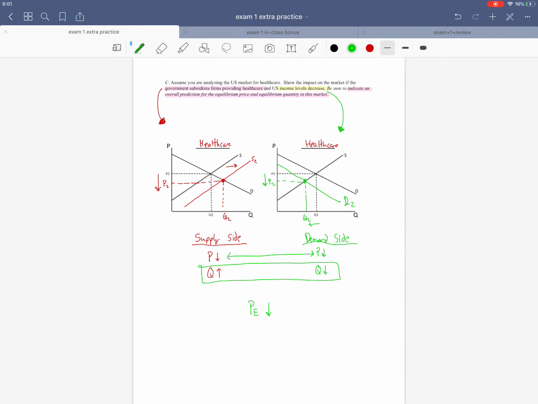So we actually don't know what's going to happen to the quantity at this point. We don't have enough information. We don't know which one's going to have the bigger impact, the government subsidizing the healthcare or the income levels decreasing. So we can say that quantity is indeterminate or unknown.